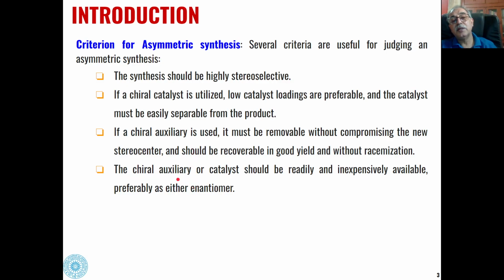And then the chiral catalyst or chiral auxiliary which we are using for asymmetric synthesis should be available very readily, and they should be inexpensive. If the chiral auxiliary or chiral catalyst is expensive, then our synthesis will be very costly, so it will not be preferred. So the chiral auxiliary or catalyst should be inexpensive and readily available.